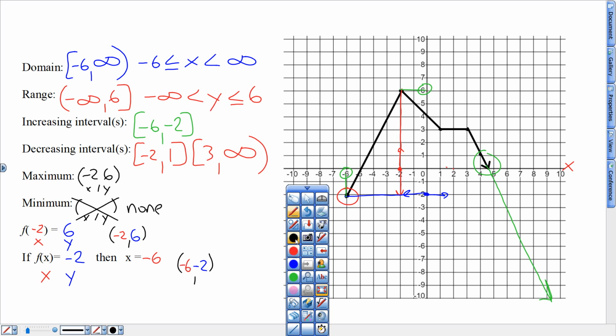That coordinate is (-6, -2). This coordinate up here is (-2, 6). Sorry that there's a lot of 2's and 6's there.